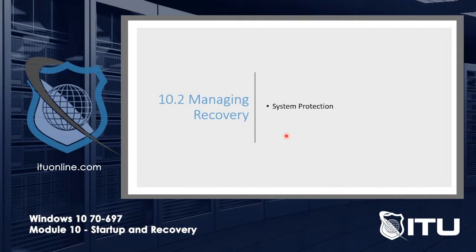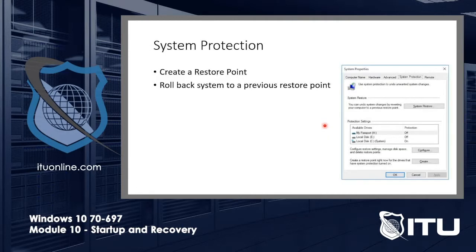Now, we've had, since XP, something called restore points. So let's talk about those restore points. System protection. In system protection, you go into the properties of the system. It used to be that we'd just right-click My Computer, go to properties. But you could go to system properties. And one of the tabs is called system protection. We use it to create a restore point and roll back the system to a previous restore point.